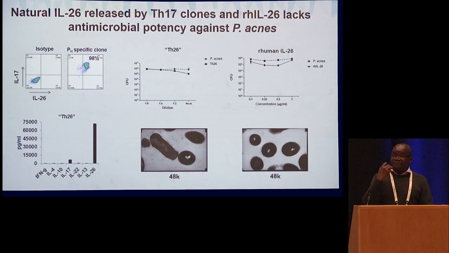So we generated a clone that was expressing high levels of IL-26, because we wanted to determine the role of this Th17-derived IL-26. So this is a clone that is expressing high levels of IL-26, by FACS and by ELISA. We call this clone the Th26 clone. When we tested it in CFU assays, we saw that it's not killing P. acne. So there's something about the P. acne cell wall that's different. So natural IL-26 released by Th17 clones, and also the recombinant human IL-26 that we tried, are not able to kill P. acne. So there's something special about the P. acne cell wall that's different from other gram-positive and gram-negative bacteria, and this is just the electron microscopy results for this experiment.